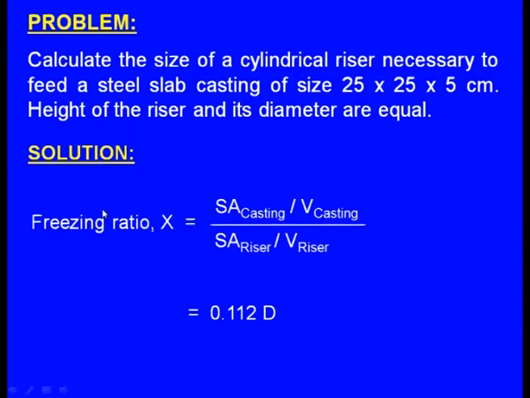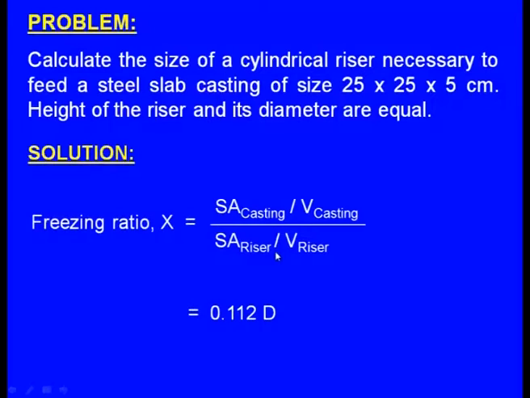Now, freezing ratio x is equal to, this is how Keynes has defined the freezing ratio: surface area of the casting by volume of the casting, whole divided by surface area of the riser by volume of the riser. So, that comes to be 0.112 d.